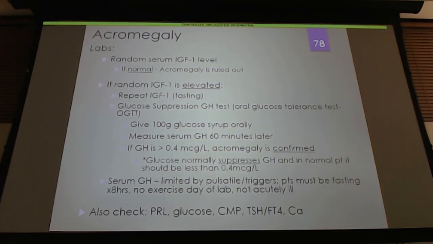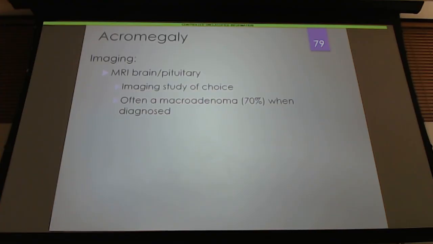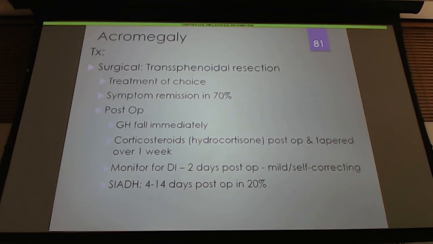Any questions? Again, I put this down here. Serum growth hormone is limited by the pulsatile triggers. You can't exercise, because exercise stimulates growth hormone. You can't have any kind of acute illness or stress, so again, not ideal. Imaging, no surprise, MRI, right? Pituitary MRI. Differential, if that helps you, great, but we're not going to test you on that stuff.